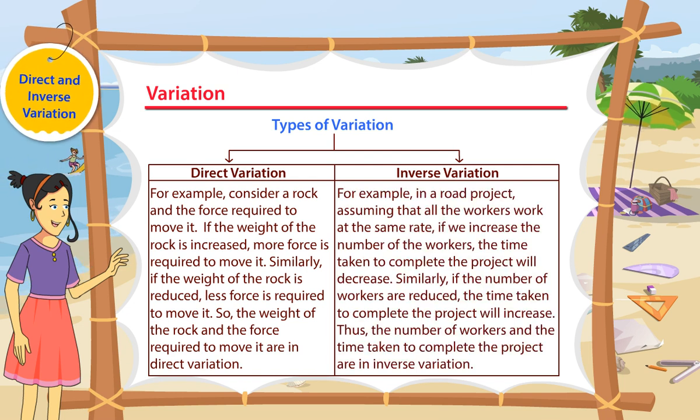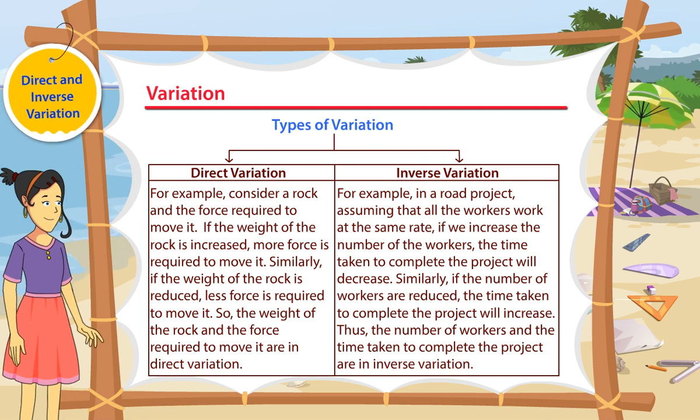For example, in a road project, assuming that all the workers work at the same rate, if we increase the number of the workers, the time taken to complete the project will decrease. Similarly, if the number of workers are reduced, the time taken to complete the project will increase. Thus, the number of workers and the time taken to complete the project are in inverse variation.